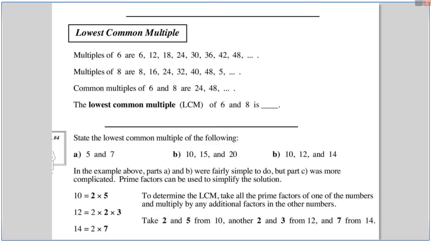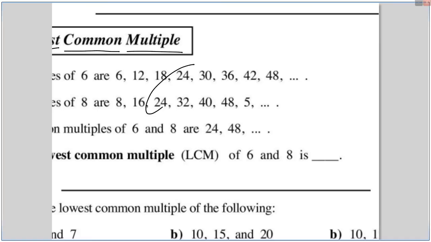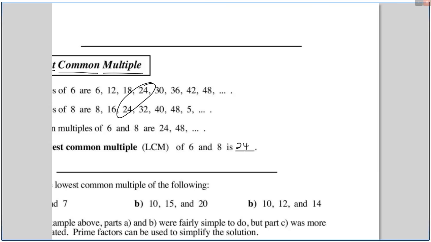6, 12, 18, 24. He can do this like the back of his hand, like no problem. Okay? So these are multiples. Where, guys, is the lowest common multiple? Where do they match up for the first time? So the LCM of 6 and 8 is 24. How the heck do you do that with primes? Let's try it.